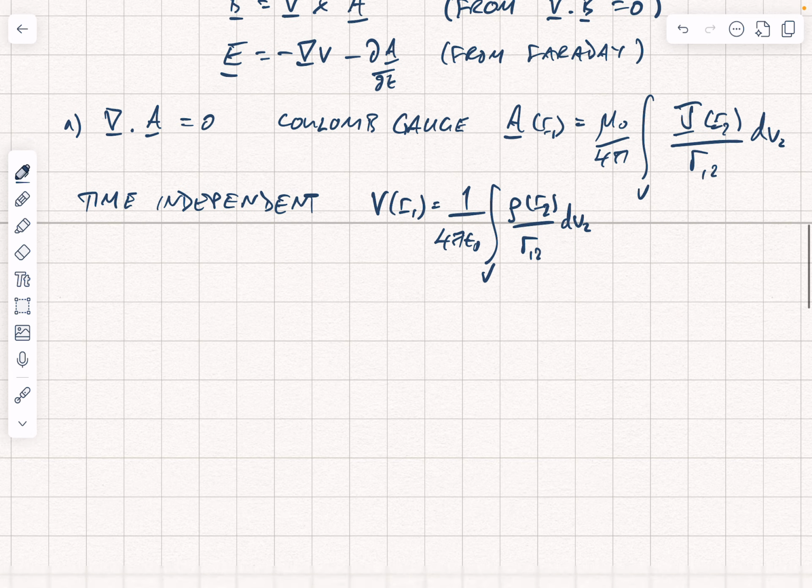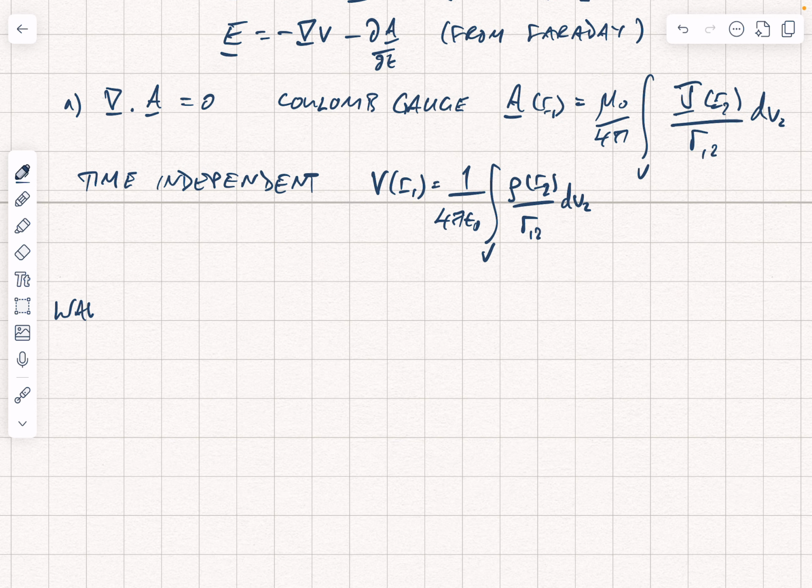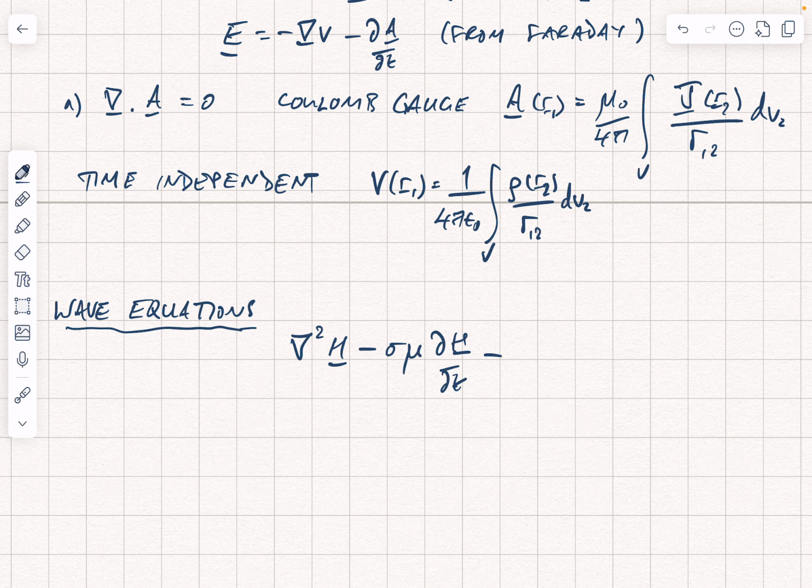The other thing, of course, we can do is we can think about wave equations. We can think about combining the Maxwell equations in order to get a wave equation for a single field. And for the H field, for instance, we find that del squared of H minus sigma mu dH by dt minus epsilon mu d2H by dt squared is equal to 0. And we can do the same for the E field, and it's in fact the identical equation for the E field.